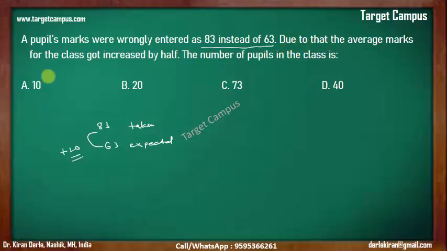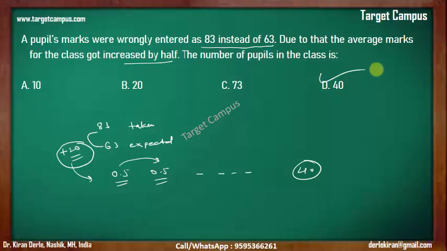Due to that, the average marks for the class got increased by half. Okay, due to this addition of 20, every student got 0.5 extra, right? So how many students would have been there? If 20 are distributed like 0.5 among available students, there must be 40 students. So that's the answer. I hope you're getting it.